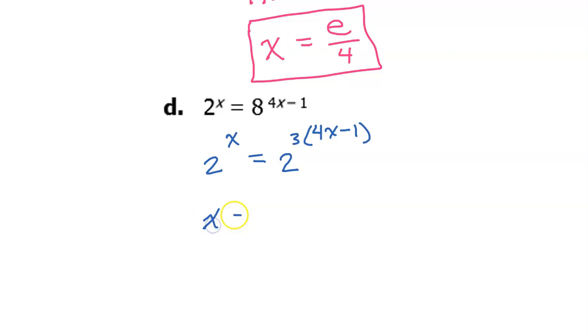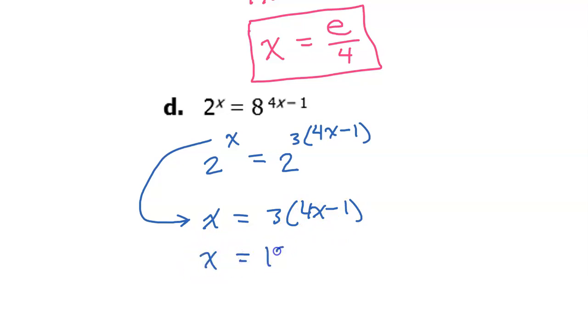we know that x must equal 3 times 4x minus 1. All right, if the bases are equal, the exponents must be equal. So we've just made this logical leap. Of course, we can do the distributive property here, so we get x is equal to 12x minus 3.